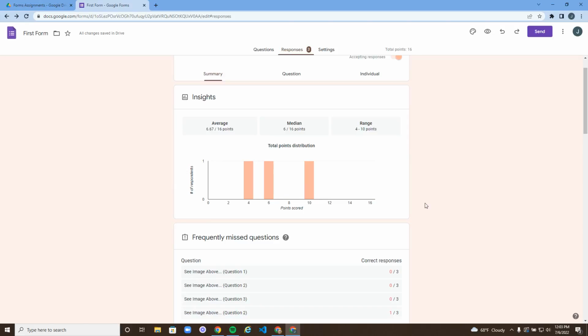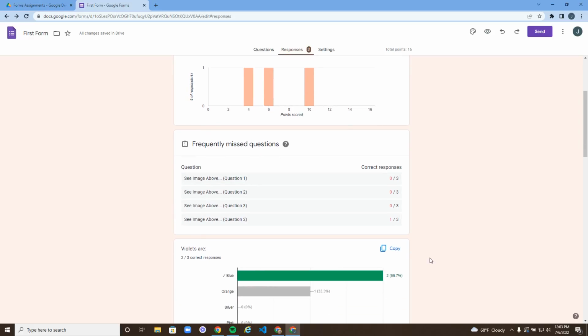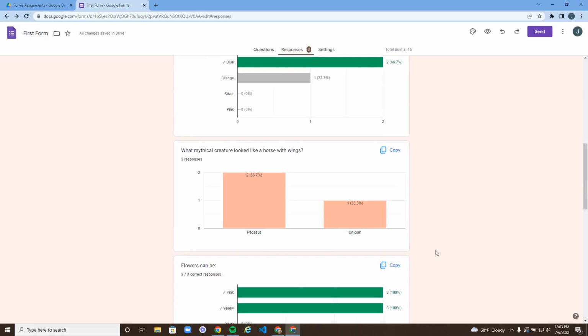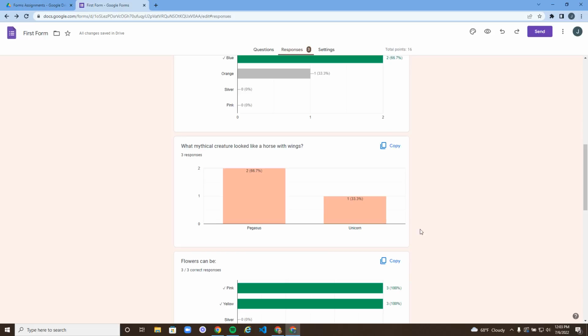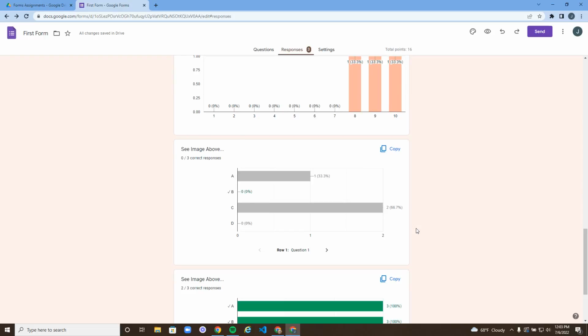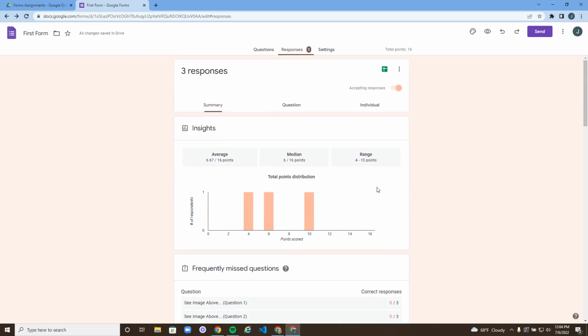Summary really tries to break down what was seen in these responses and give you some trends or insights. Based on the responses, there's the total point distribution, questions that people missed frequently, and questions that they got correct frequently. So there are a variety of things you can glean information from here to find out where your students are and how they're doing answering certain questions. And then you can break it down by just a question.